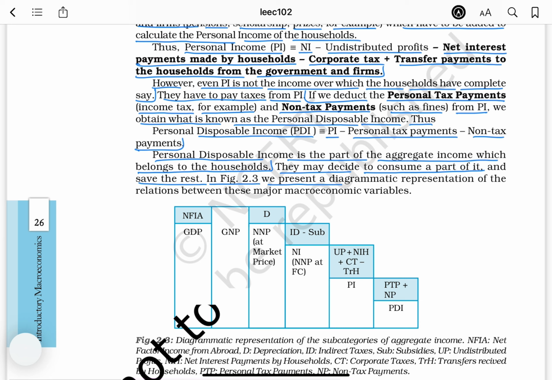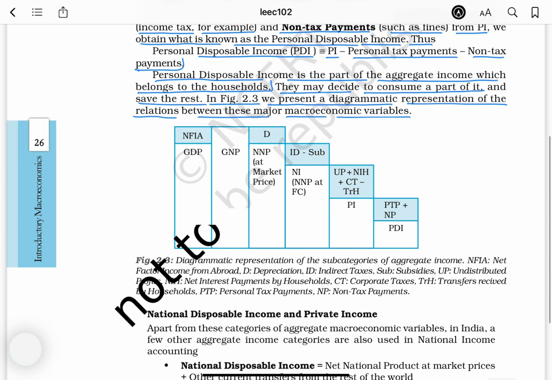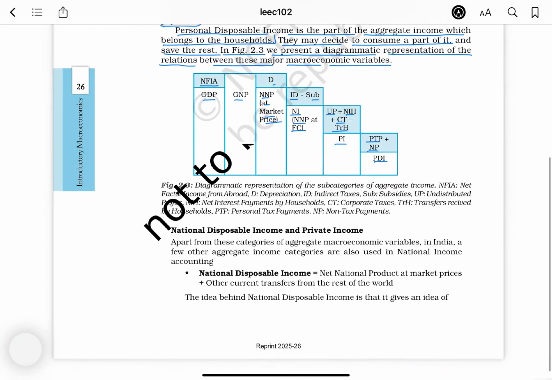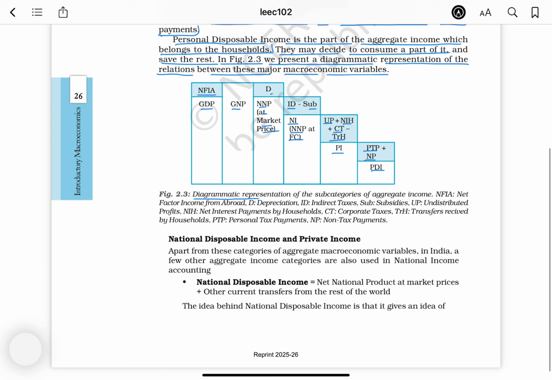In figure 2.3, we present a diagrammatic representation of the relations between these macroeconomic variables. NFIA, GDP, GNP, D, NNP at market price, ID minus subsidies, NI, NNP at FC, UP plus NIH plus CT plus TRH, PI, PTP plus NTP, PDI. Diagrammatic representation of the subcategories of aggregate income.